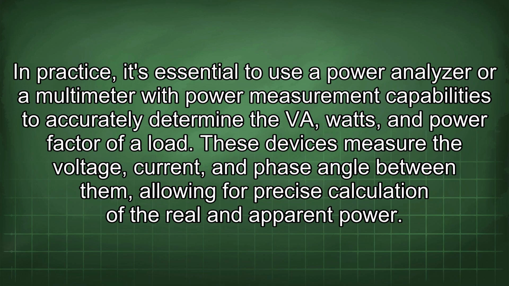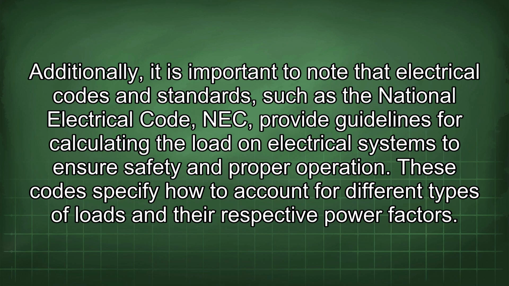In practice, it's essential to use a power analyzer or a multimeter with power measurement capabilities to accurately determine the VA, watts, and power factor of a load. These devices measure the voltage, current, and phase angle between them, allowing for precise calculation of the real and apparent power. Additionally, it is important to note that electrical codes and standards such as the National Electrical Code, NEC, provide guidelines for calculating the load on electrical systems to ensure safety and proper operation. These codes specify how to account for different types of loads and their respective power factors.